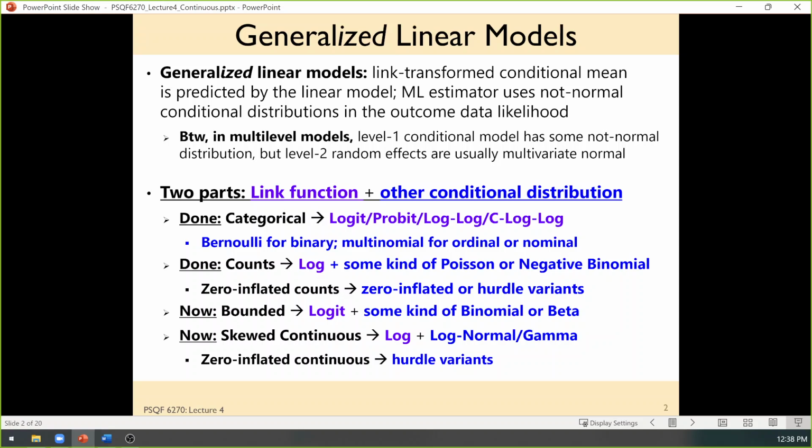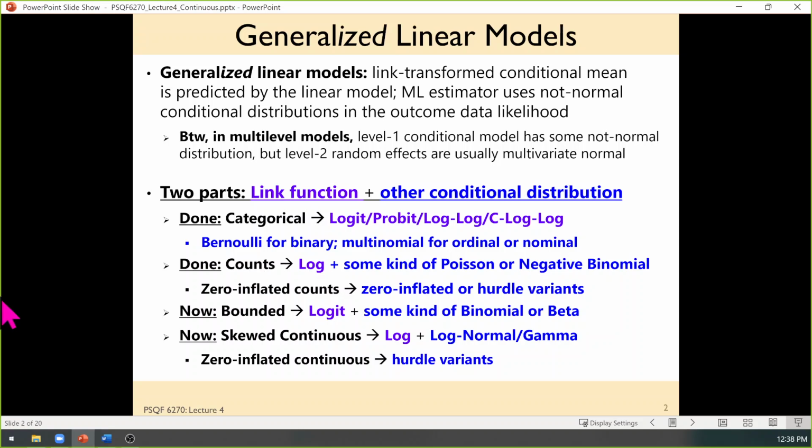We have multinomial or Bernoulli distributions and then usually some kind of logit, probit, or log-log link for those. We just finished up counts. Counts are still also discrete because they can only have integer values. They are bounded at 0, but they don't have an upper bound. So the link to address that single boundary is a log link. There are others, but I rarely see them mentioned. And then some kind of Poisson or negative binomial.